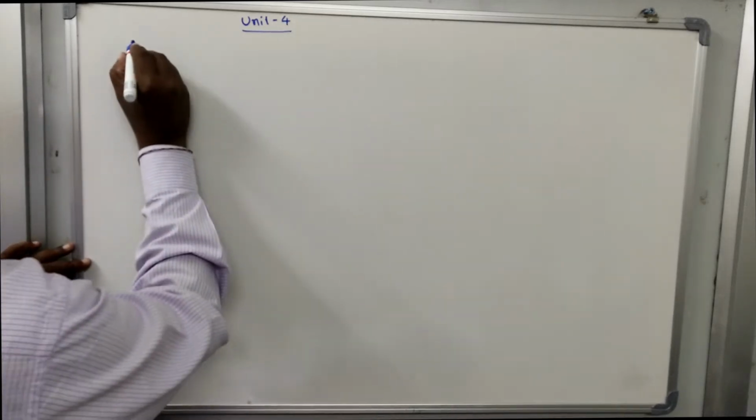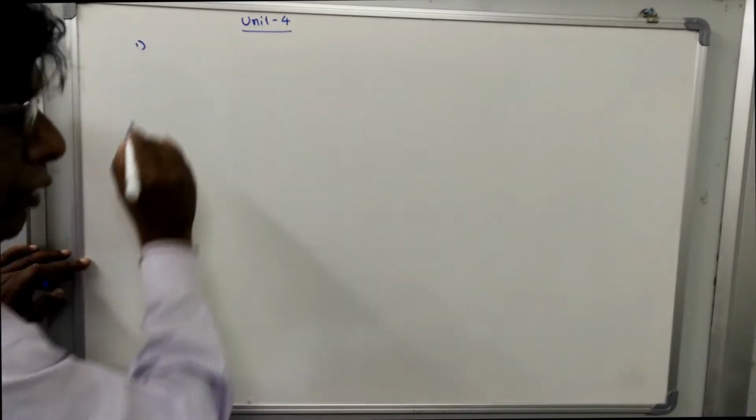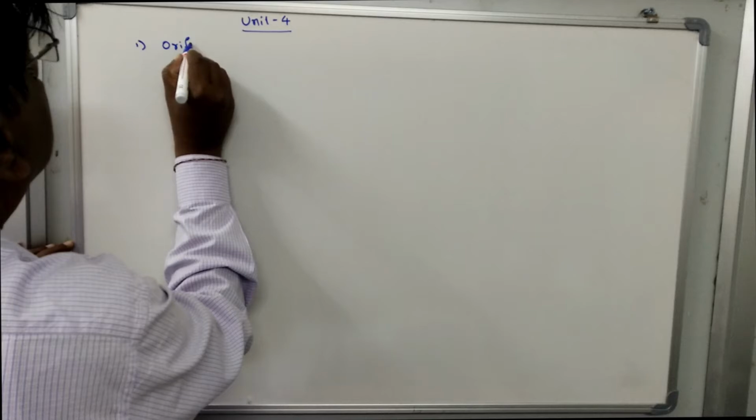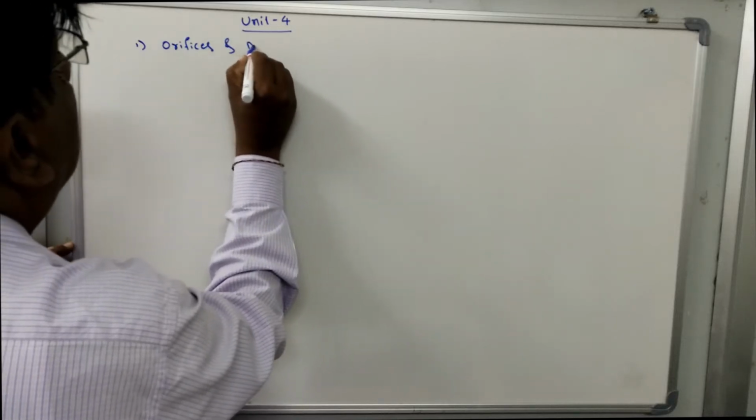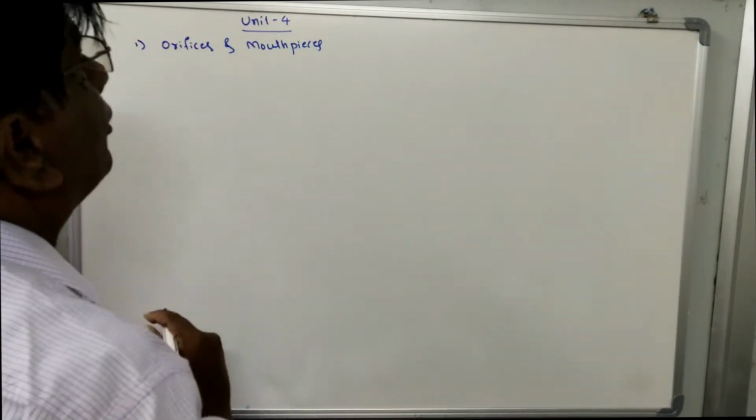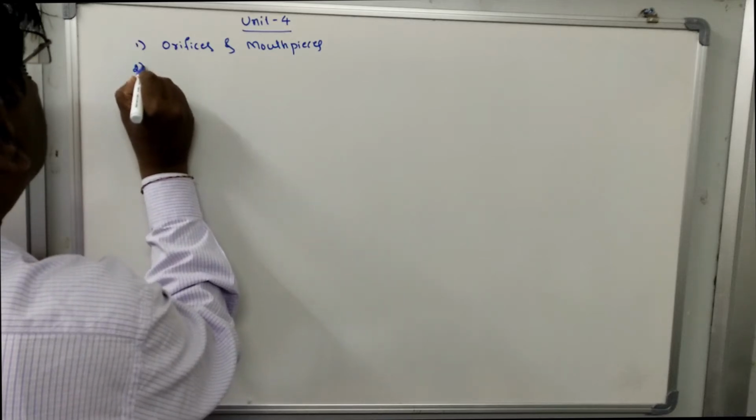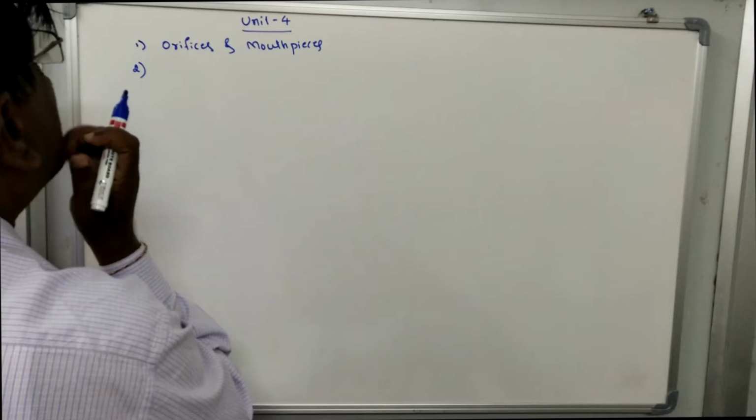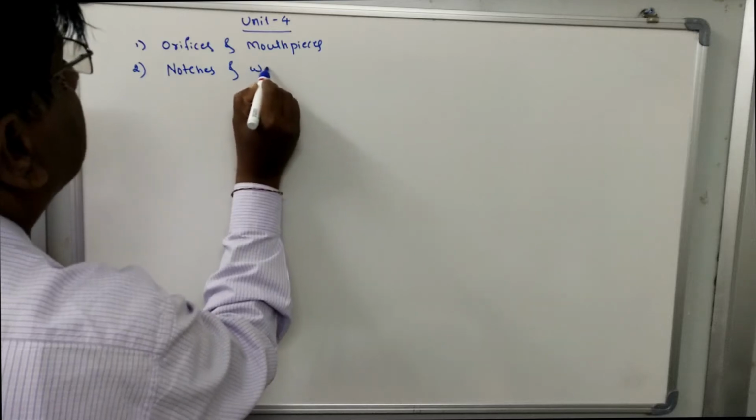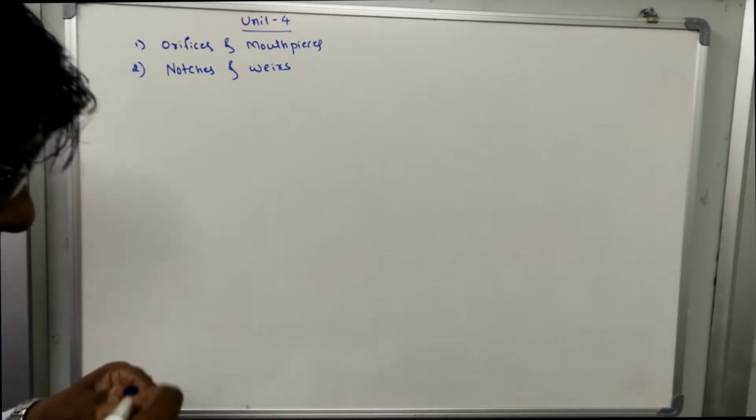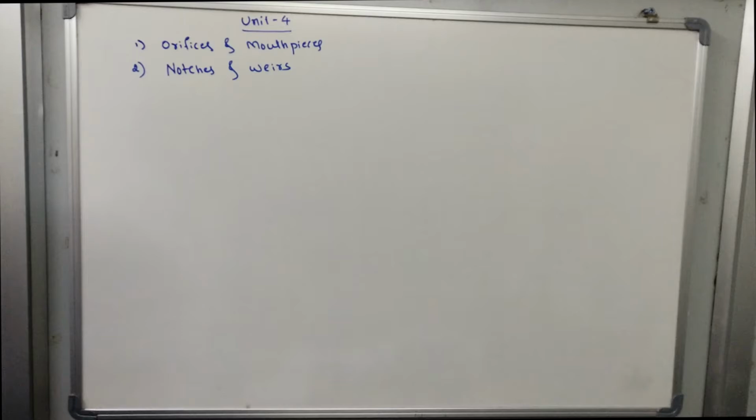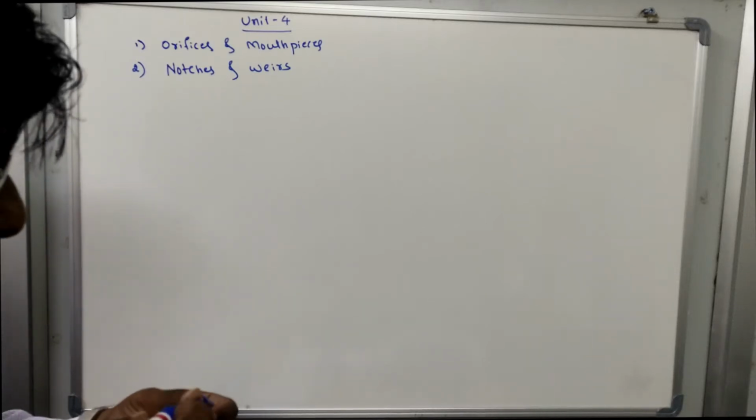In Unit 4, mainly we are discussing orifices and mouthpieces, or orifice and mouthpiece. Then the second type of devices, notches and weirs. These things we will discuss in today's class, that is the orifice and mouthpiece.